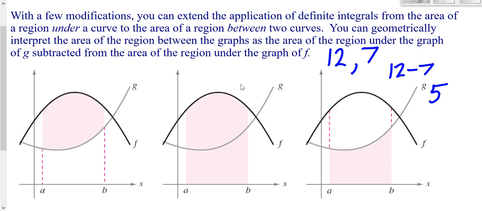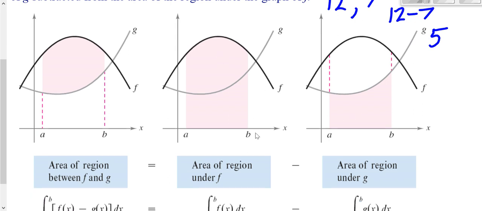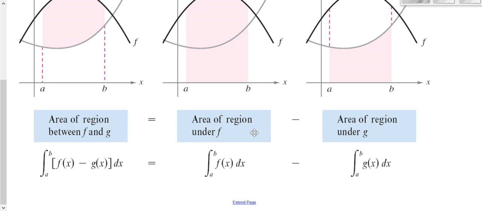Same idea works here. If you're looking for the area between the two curves, you want to take the total area, the big area, minus the area underneath your smaller curve, the small area, to be able to get the area in between your two curves. So you do the integral of the big function minus the small function, is really what it boils down to.